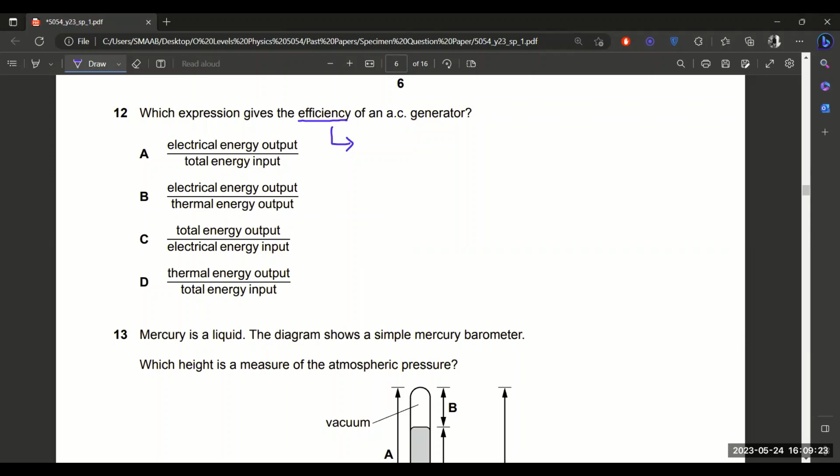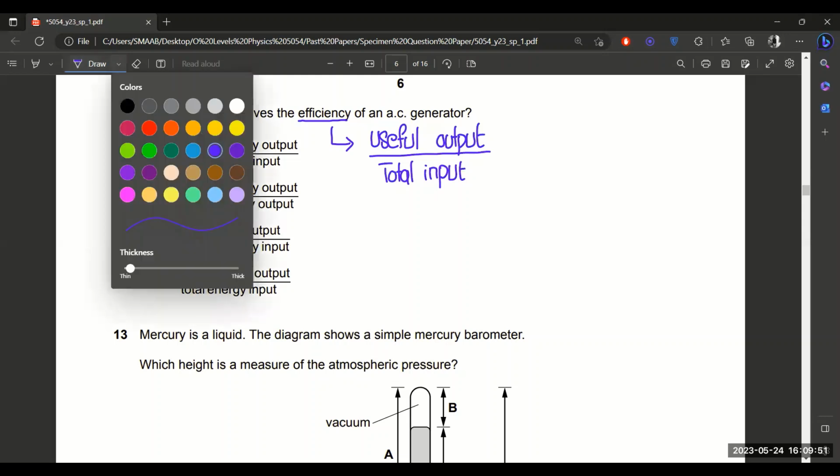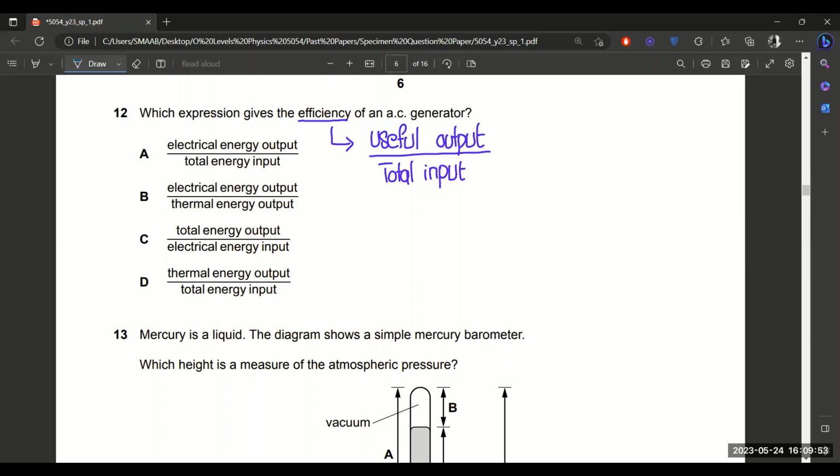So we need to find out the expression for efficiency like this: useful output divided by the total input energy, right? So we need to find out an expression something like this. The main concept is we need to find out the useful output energy. Okay, so don't get confused between useful and total output. So there are multiple options.